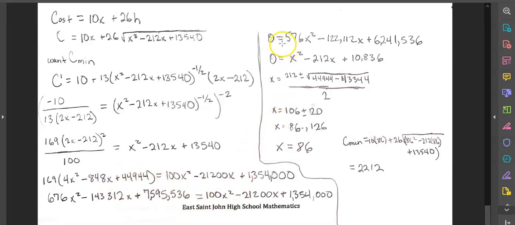Bring everything to one side, set it equal to 0. You still would be using the quadratic formula to help you, unless you really want to try to factor it. Eventually you will get the factors if you just keep trying numbers, but it's a lot easier to plug it straight into the quadratic formula in this case. You end up with the two solutions, 86 and 126. The 126 is outside of our domain, so 86 again is the number that works, and you plug that into your cost function from earlier, and that will give you 2212. We've already seen that it's correct on the graph, so that's just two separate ways of looking at it.